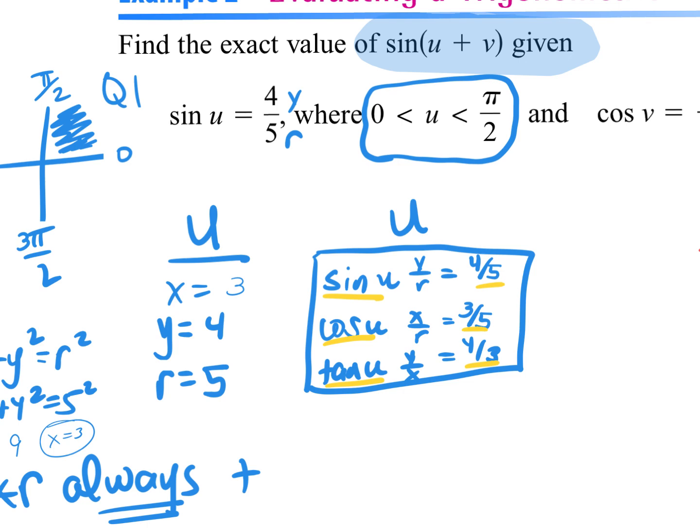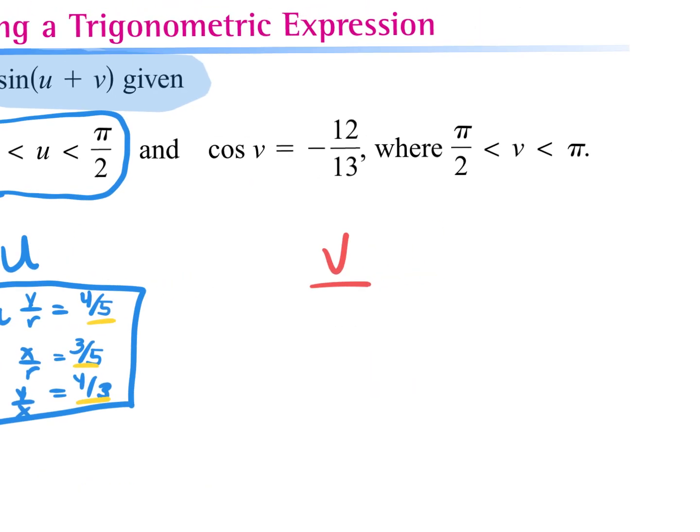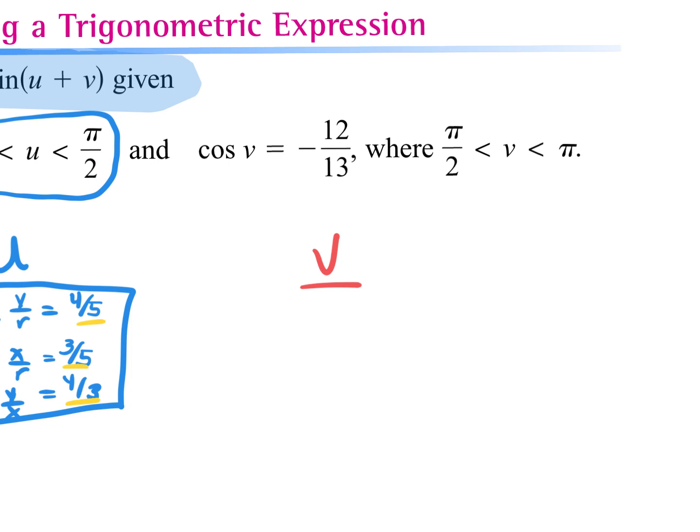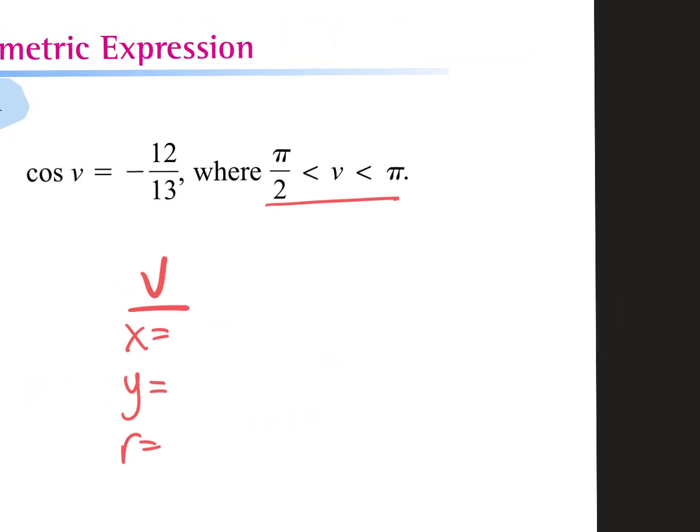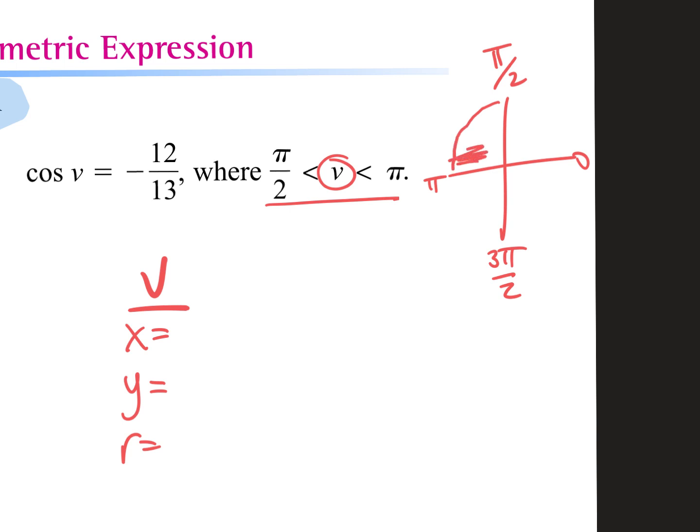So now I'm going to go over and I'm going to do the exact same thing with this piece of information that they gave me with v. I'm going to find the x, I'm going to find the y, and I'm going to find the r. But first, I'm going to figure out where this angle lies. And why is that important? The signs. You guys can get some of this right number-wise, but the signs aren't right. Where is v? It's telling you it's between pi over 2 and pi. What quadrant is this? Quadrant 2. What do you know about 2?